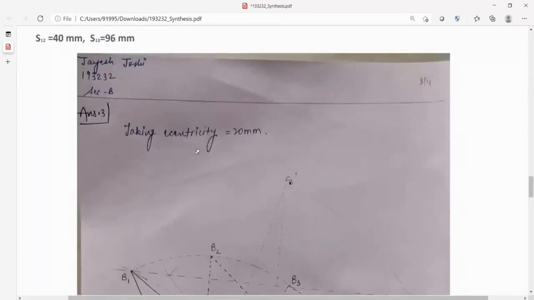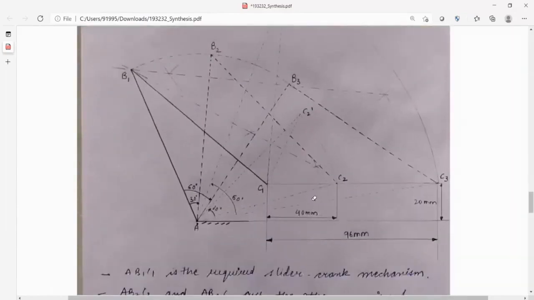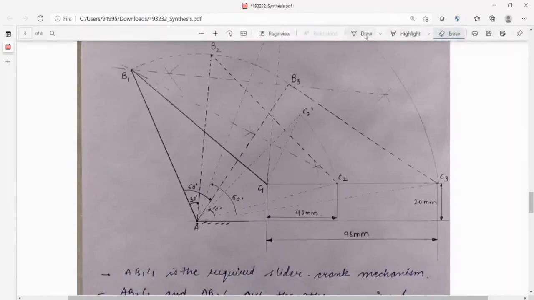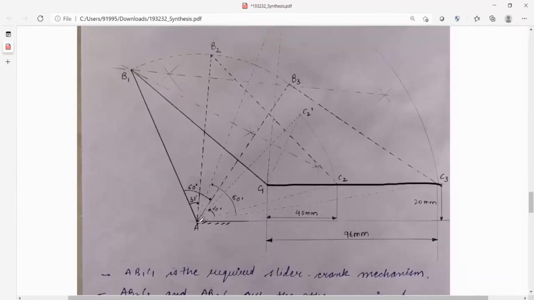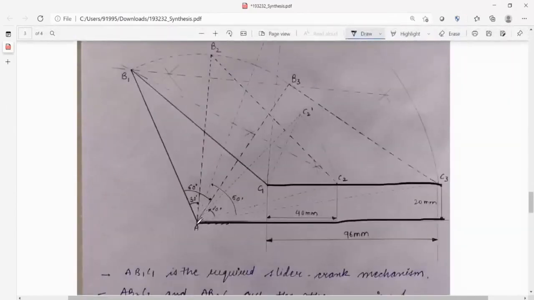So we will start by assuming an eccentricity. I have assumed it to be 20 mm. Then we will draw 2 parallel lines, one line and a second line, 20 millimeters apart. This 20 millimeter is the eccentricity we have taken. So we will take any arbitrary point A on this line. Then we will mark points C1, C2 and C3 at 40 millimeters and 96 millimeters apart.